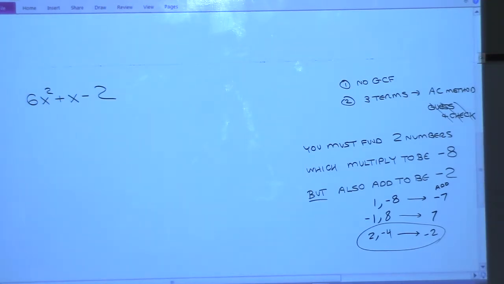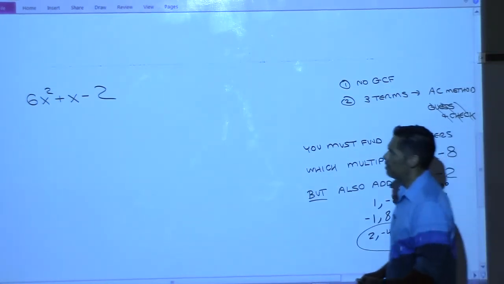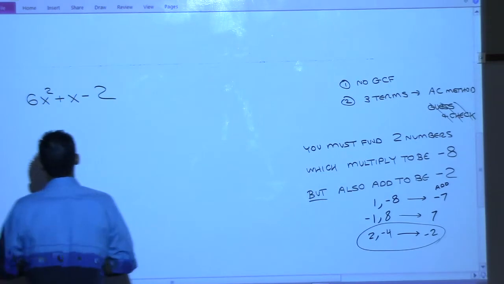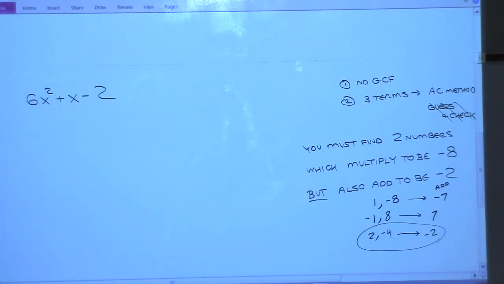So first step, Sylvia? First step? GCF. Do we have a GCF here? No. Okay, count the terms. 3. So AC or guess and check. All right. So for the AC, what is it we're going to do, Sylvia, to start the AC method out? Label each one ABC. We don't need to. You can. That was just, I wanted to show you why we call it AC, because you're going to multiply A times C to start. You can just go ahead and start.